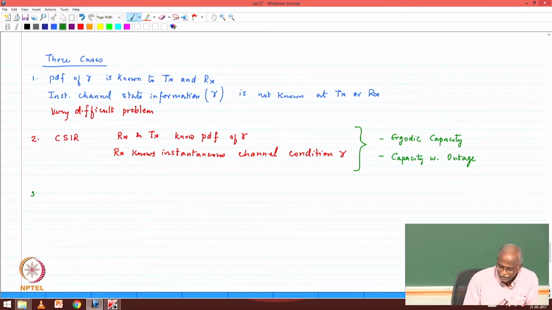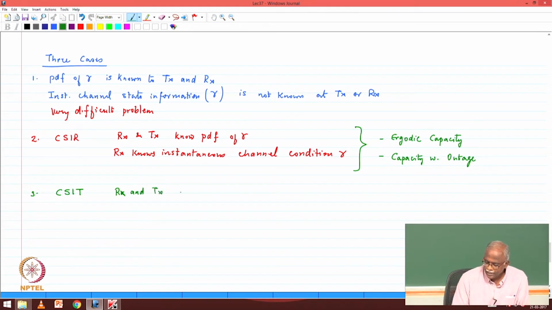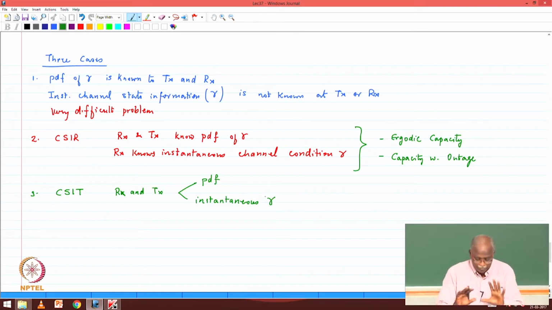Let's just finish the discussion. The third case is probably the most interesting case, where you have measured it at the receiver and you have fed the information back to the transmitter. So the transmitter knows the instantaneous value. So Rx and Tx both know the PDF, and they also know the instantaneous channel state information gamma. Both of this information is known to the transmitter and receiver, and under these conditions, what is the best that we can do? Okay. So again, is the problem statement clear?